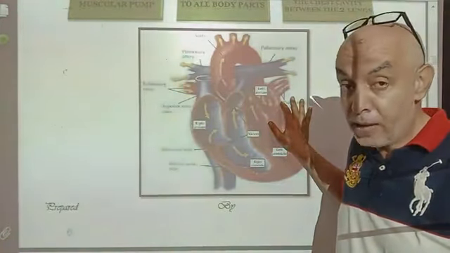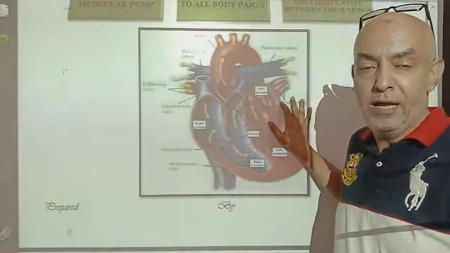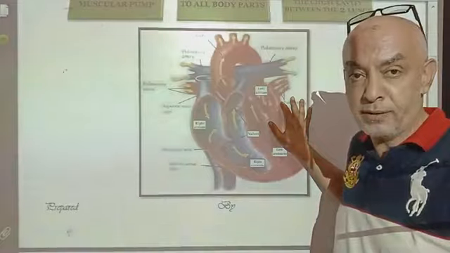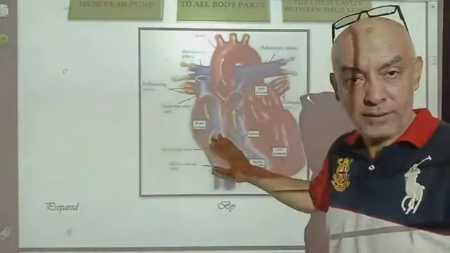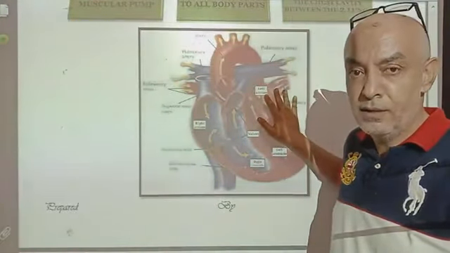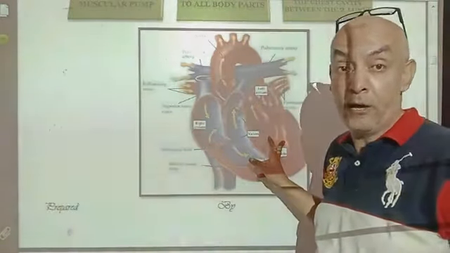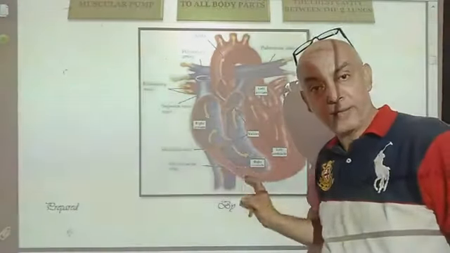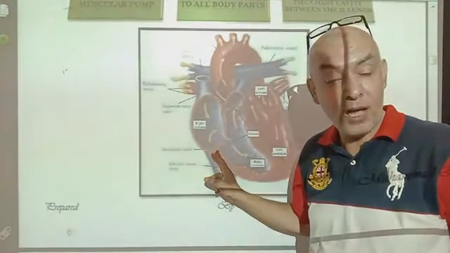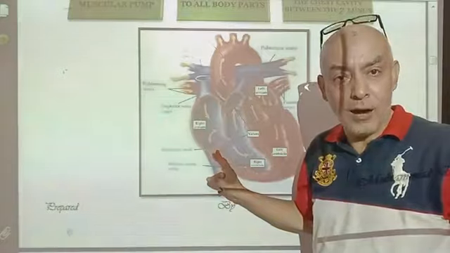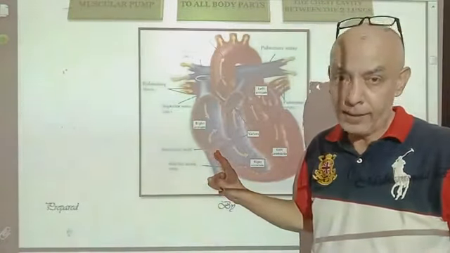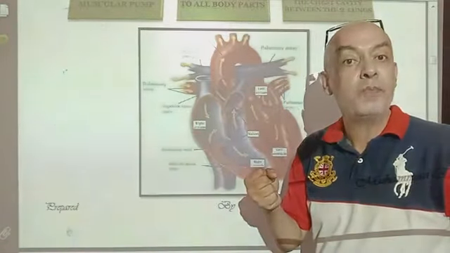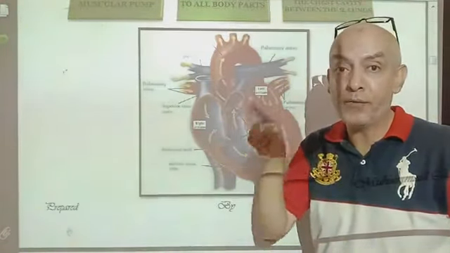So if I'm going to ask you, the blood is more oxygenated in which side of the heart, in the left or in the right? Yes, in the left. In the left side, the blood is rich in oxygen, so it is called oxygenated blood. But here in the right side, the blood is rich in carbon dioxide, which is called deoxygenated blood.